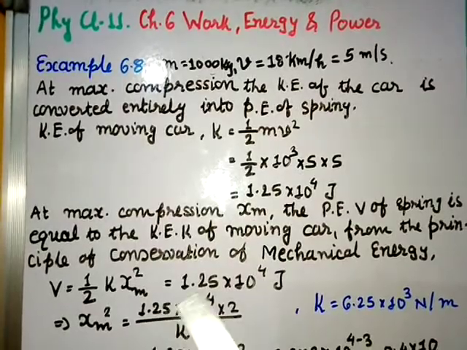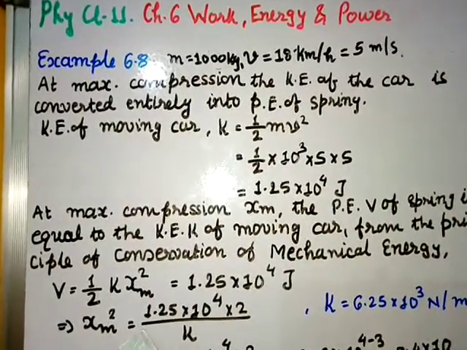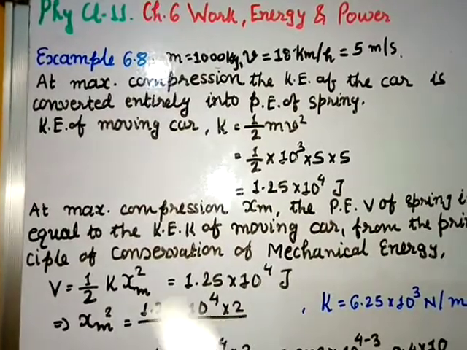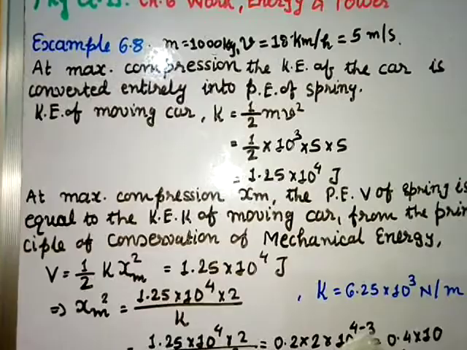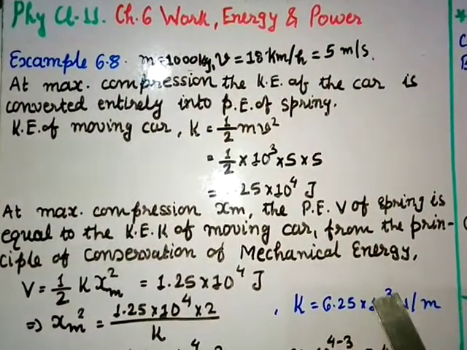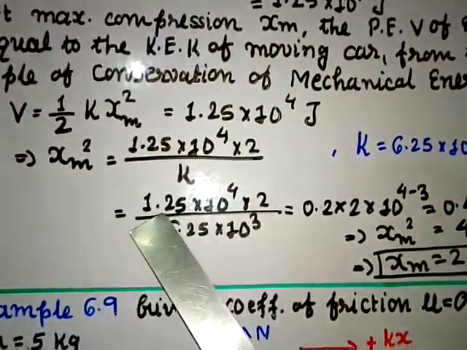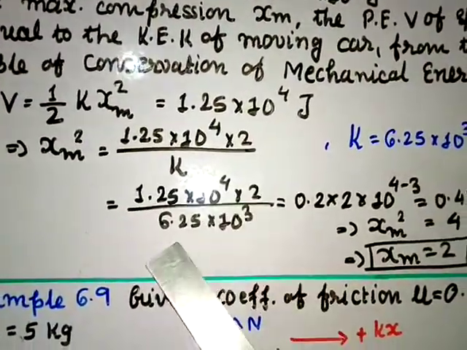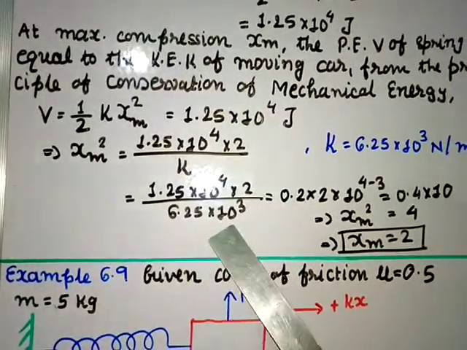So here, 1.25 × 10^4 joule. Xm² equals 1.25 × 10^4; these two, if you transfer, the 2 goes in the numerator and K in the denominator. They have also given us the value of K equal to 6.25 × 10^3 Newton per meter. So let us place the value: 1.25 × 10^4 into 2, divided by the K value given in the question, 6.25 × 10^3.